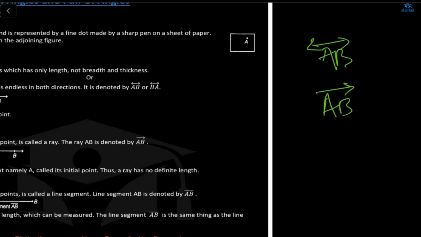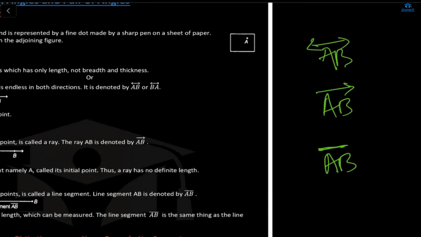A ray can be extended from one end. Its endpoint is there, and from the other end it can be extended. So it is extended from only one end. How do we represent a line segment? For a line segment you will put a bar.